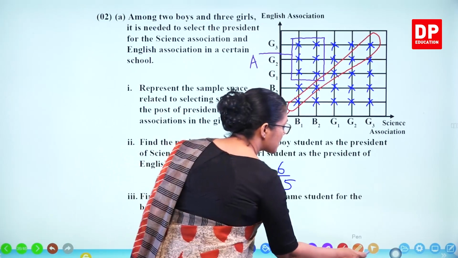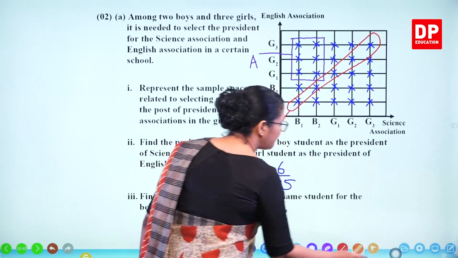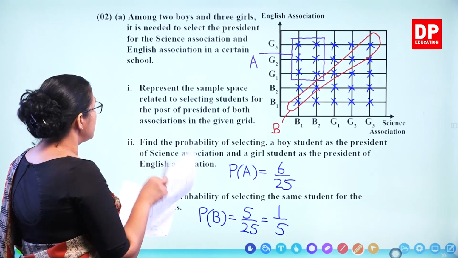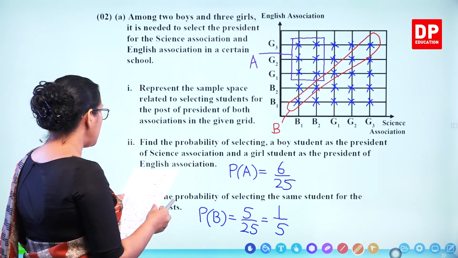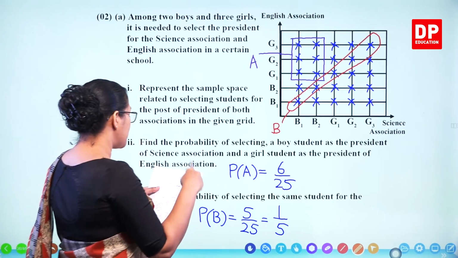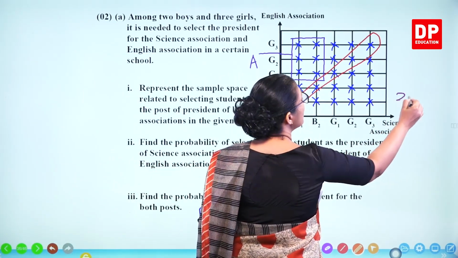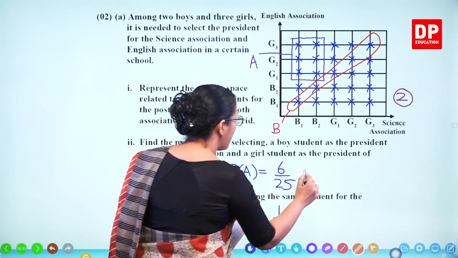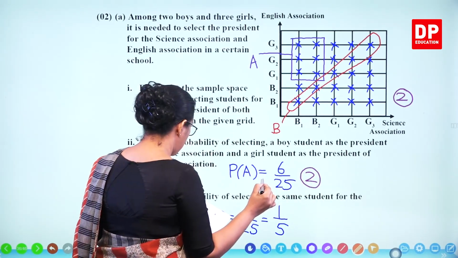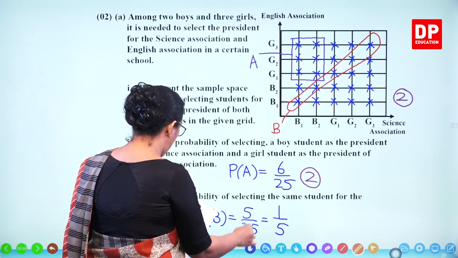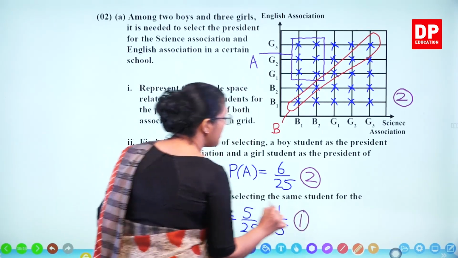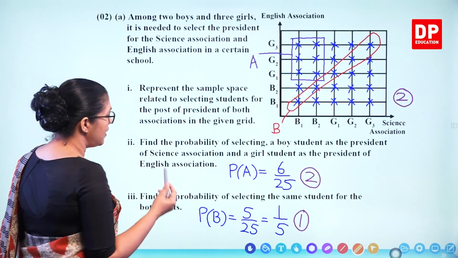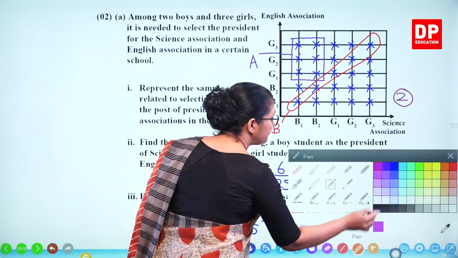So how many marks are there? We'll see how many marks for the second question. The sample space diagram marking all the outcomes, 2 marks. 6 over 25, 2 marks. And 5 over 25, that's 1 mark. So 5 marks for part A. Now we'll do the next one.